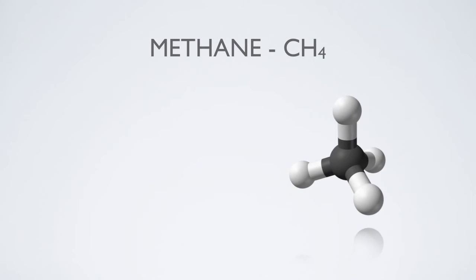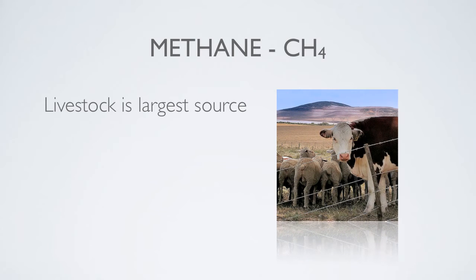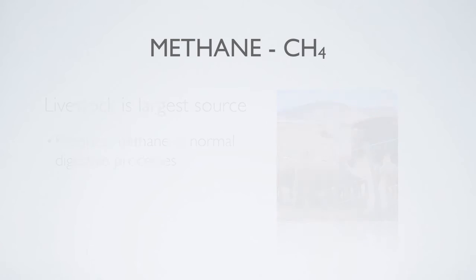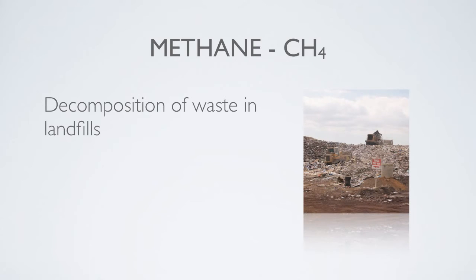Methane. In the US, the largest source of methane emissions is livestock. Livestock produce significant amounts of methane as part of their normal digestive processes. The second largest source of methane is the decomposition of waste in landfills. This methane is called landfill gas.